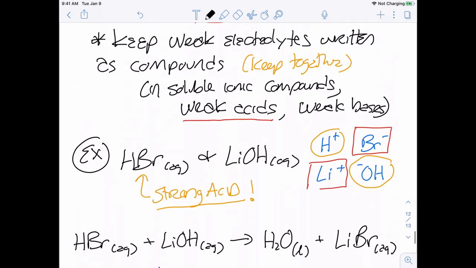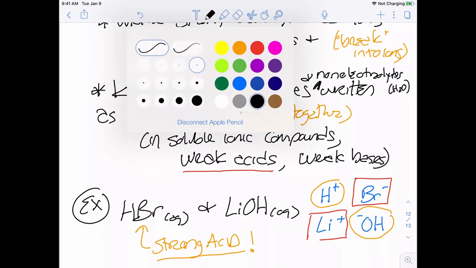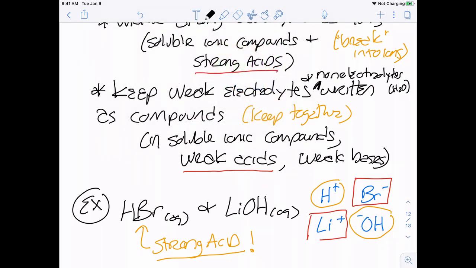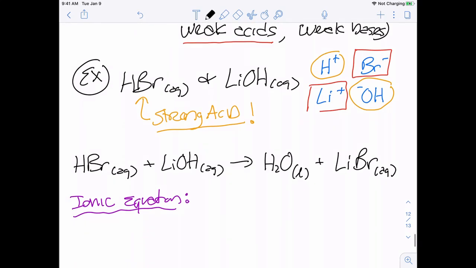We could actually go back up here. You might want to add that in your notes even. Keep weak electrolytes written as compounds. We should say weak electrolytes and non-electrolytes. That would be important to go back and stick in there. So weak electrolytes and non-electrolytes, which in this case is going to be our water. You'll actually learn in 152 that water actually does react with water to form some ions, but it's a reaction. It's not just separating.